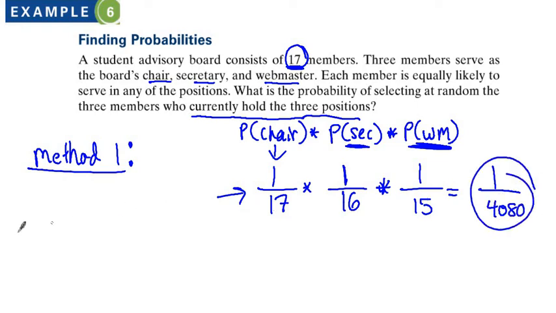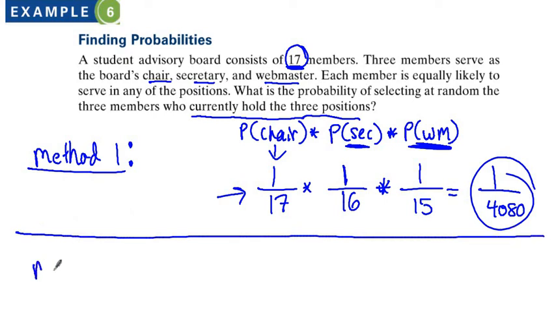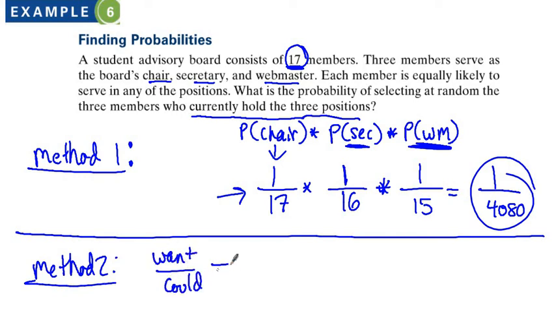That's method 1. Here's method 2, using permutations. Remember, probability means what we want to happen over what could happen. What do we want to happen? We want just a single outcome. We want the single outcome to be picking the 3 people who currently have it. So let's say Albert, Bernard, and Charles.